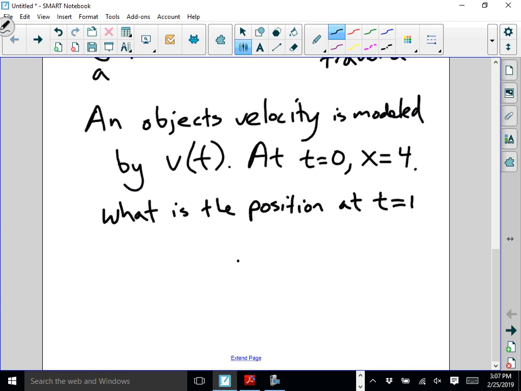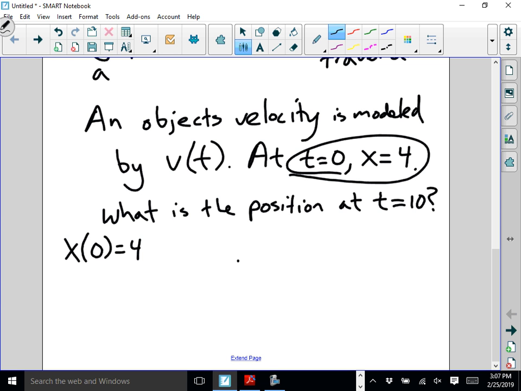Now we can't solve this because I didn't give you a function for v of t, but I want us to write an expression for this. So here's what we know. V of t is our velocity, x of t is our position. Right now, we know that x of 0 equals 4 because of this given. What this is right here is our initial condition. So at the start of this whole thing, I'm at a position of 4, and I want to know what is my position at t equals 10.